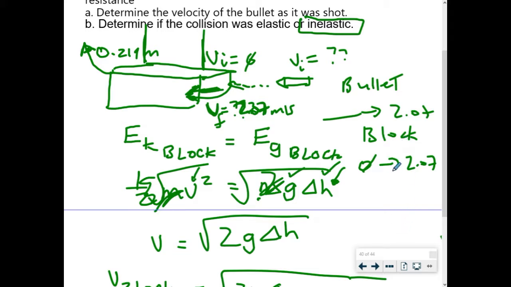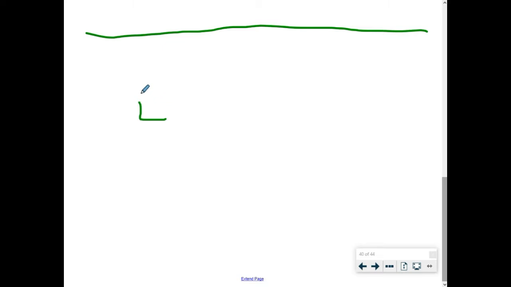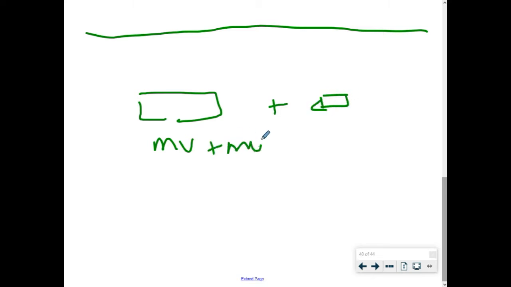So we now have a little more work to do, though. We now can consider the collision part of this. Kind of like do a bit of a page break and consider the collision. Before we began, there was the block. It had a mass and a velocity. And before we began, there was a bullet. It had a mass and a velocity.